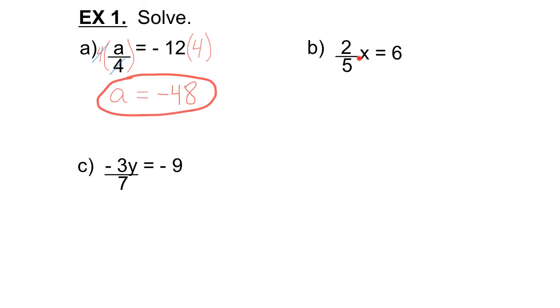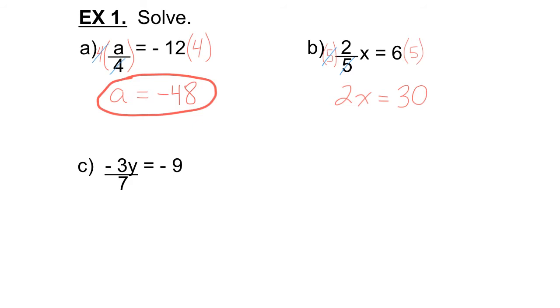Over here I have 2/5 x equals 6. Well, I've got a fraction again. So how do I eliminate the fraction? I multiply all the terms by the denominator, 5. So times 5 divided by 5, those cancel each other out. I'm left with 2x on the left. 6 times 5 is 30 on the right.